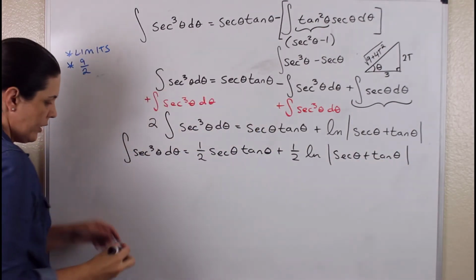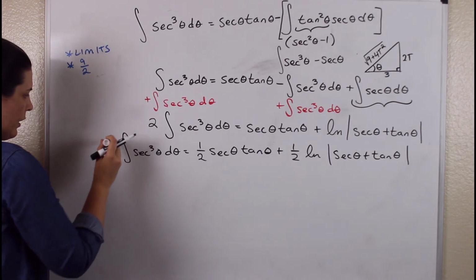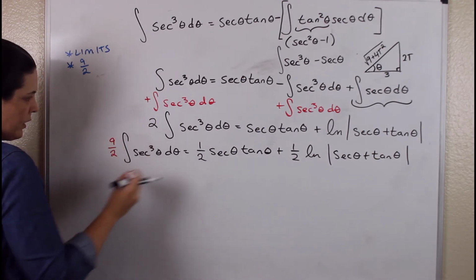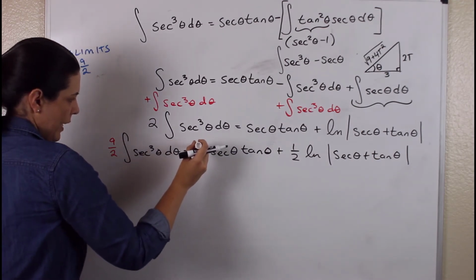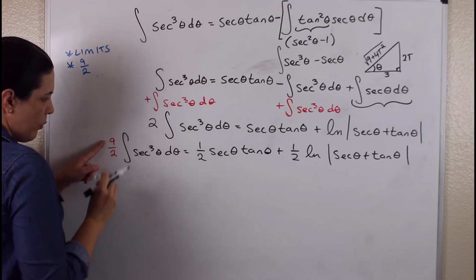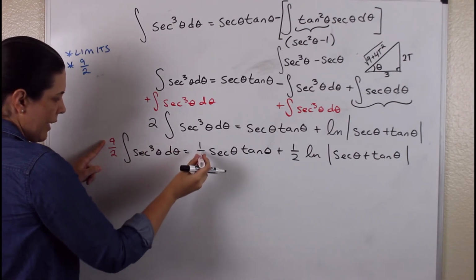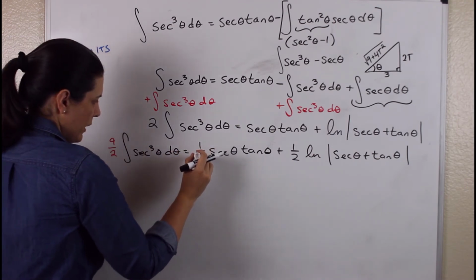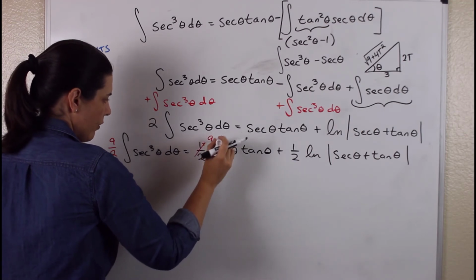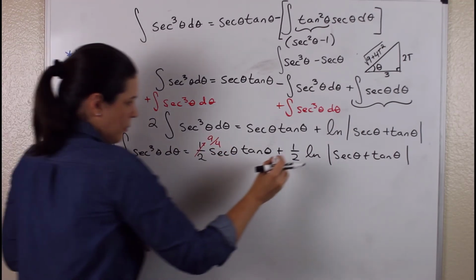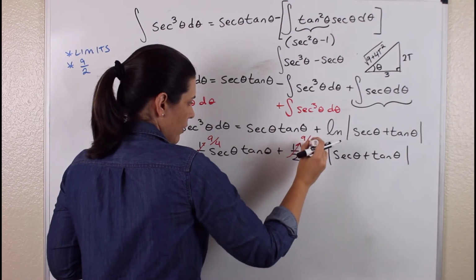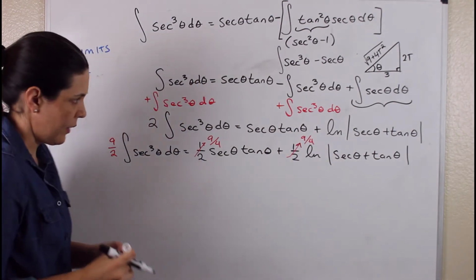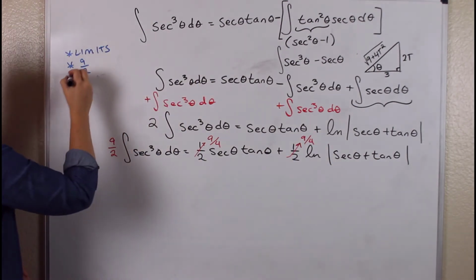Okay, now let's bring on that 9/2. So 9/2 of this. So we multiply everything here by 9/2. So I'm just going to go ahead and multiply it out here and say 9/2 times 1/2. That really becomes 9/4 in the front here. Same thing over here. So this is 9/4. Okay, so that was that one reminder for myself.